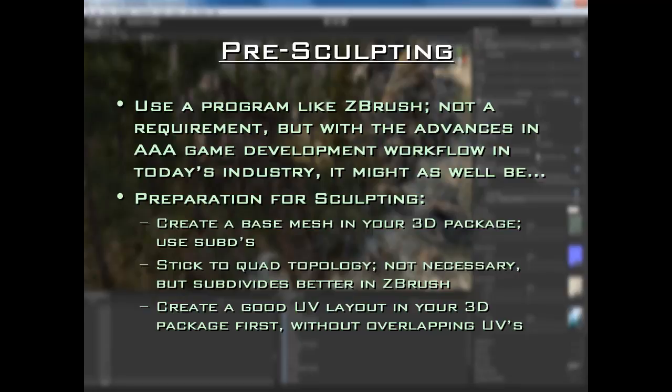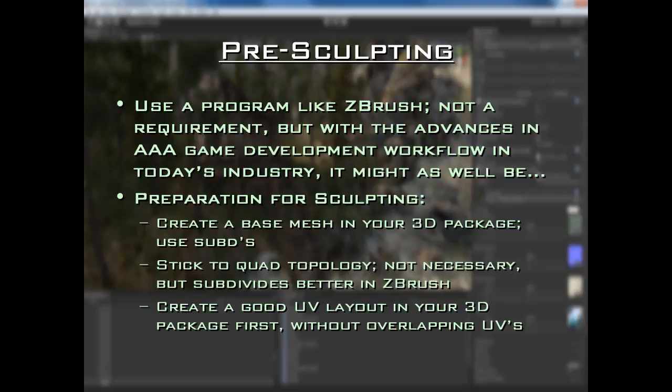Preparation for sculpting, very important. You want to make sure you create a base mesh in your 3D package. So you need to create a base mesh in your 3D package, and then we can take that into something like ZBrush and start sculpting on it. And I recommend, again, using sub-Ds. You're going to find that that's probably going to be the best way to go.